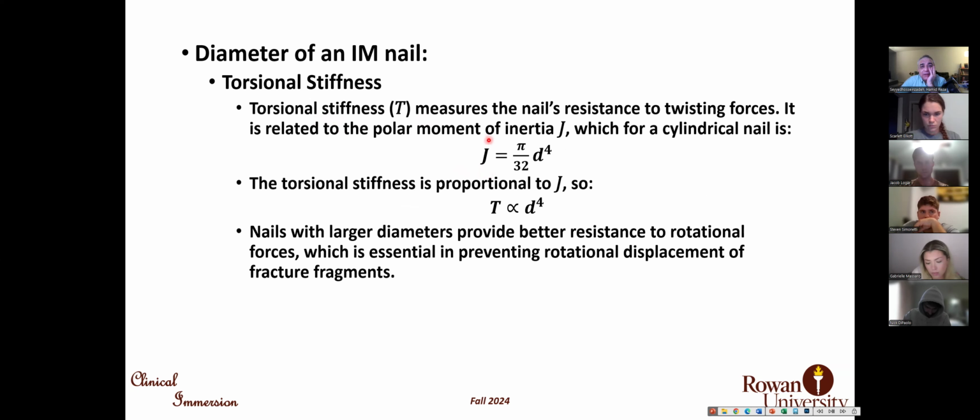So again, this polar moment of inertia is proportional to the fourth power of diameter. And since torsional stiffness is proportional to the polar moment of inertia, it is also proportional to the fourth power of diameter. Again, it means that the larger diameter gives you a better resistance to torsion. And since it is proportional to the fourth power, a slight increase in the diameter increases the torsional stiffness significantly.